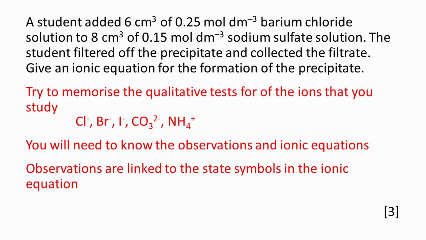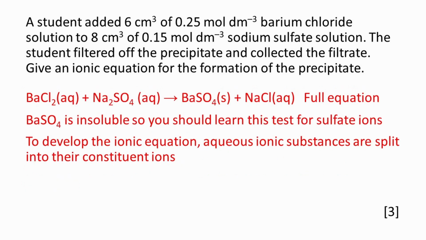You can save time in exams if you memorise the ionic equations associated with the test for ions on the specification. These include the test for halides, carbonates, and ammonium. If you haven't memorised the ionic equation, you can work it out from the full equation. To derive the full equation, you need to work out the formula of the reactants and products from their names and your knowledge of the charges on ions.